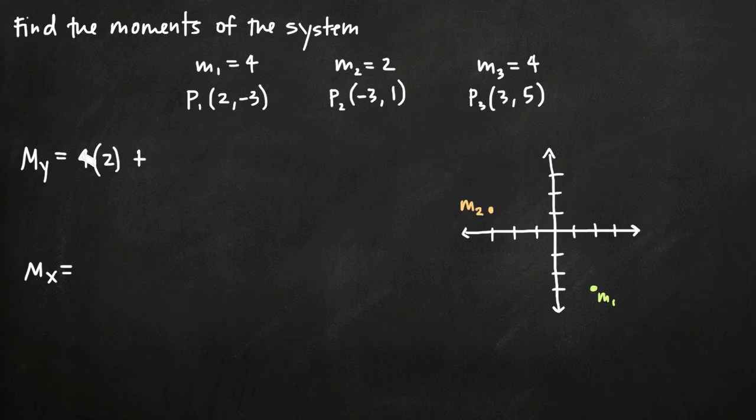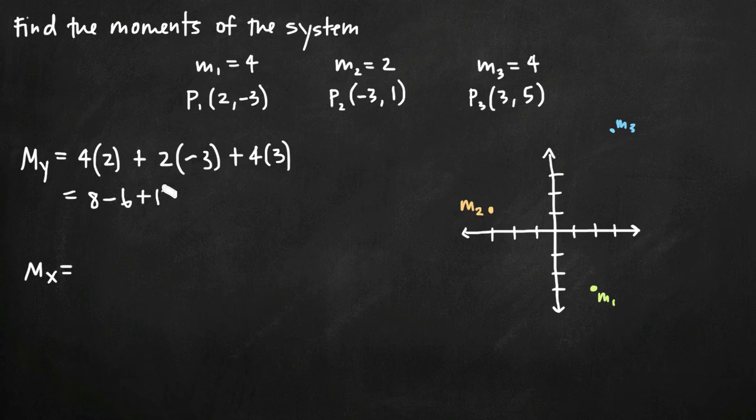And that's why, to find the moment with respect to y here, I'm going to multiply this mass by the x-coordinate -3. And we could plot, if we wanted to, the third mass at 3, 5, which would be about here. And if I went to the y-axis, I'd go a positive 3 units to the right to get to mass 3. So I'm going to multiply the mass 4 times the x-coordinate 3. So plus 4 times 3, and this is just an arithmetic problem. We get 8 minus 6 plus 12, which gives us 14.